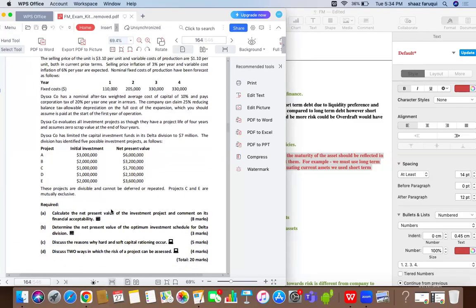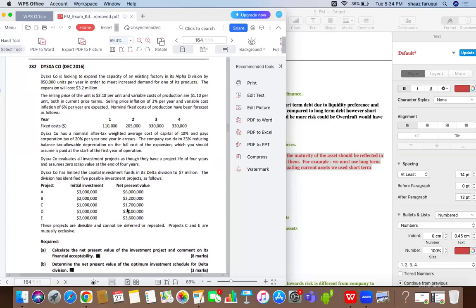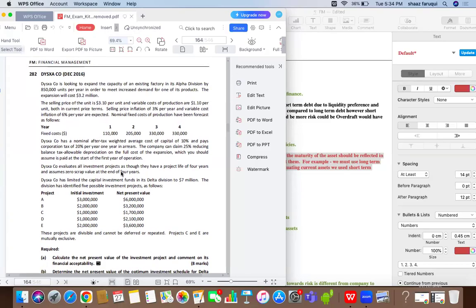So calculate the NPV of the investment project and comment on its financial acceptability. So let's look at it straight away. If you see, there is a project, right? Let me just try to identify the core important pieces of information.